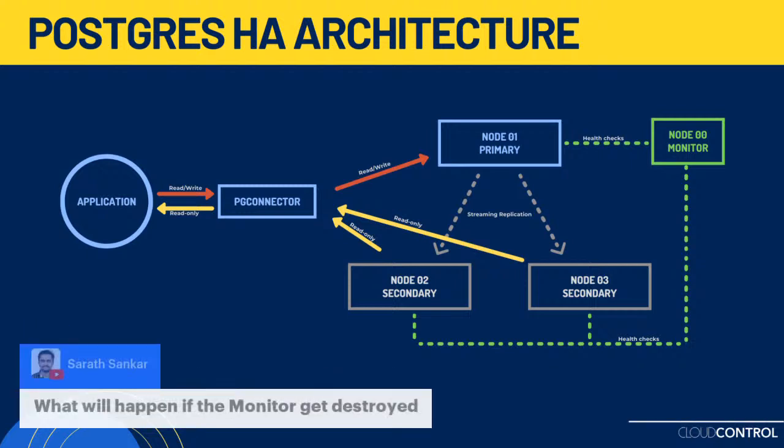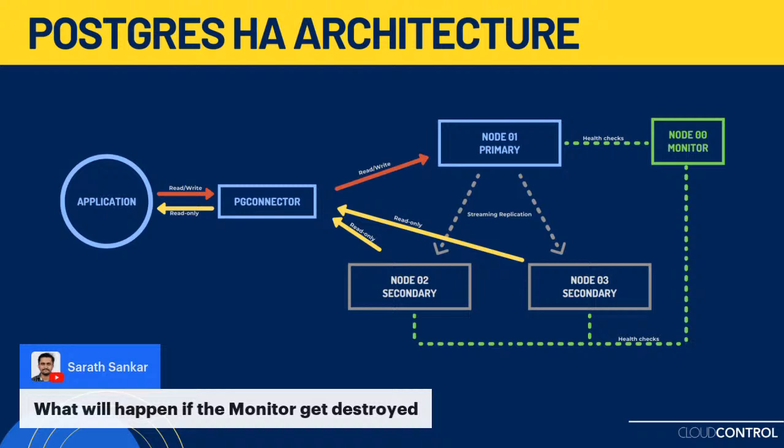All right. There is another interesting question. I think we also spent a lot of time on this. I'm just extending the question a little bit here. When we look at this architecture, there is only one monitor node. So what happens if that gets destroyed or fails? That's a very good question. That's the reason I said earlier that the PG auto failover architecture itself demands at least three nodes. So the monitor is sitting on a separate node from the primary and secondary.